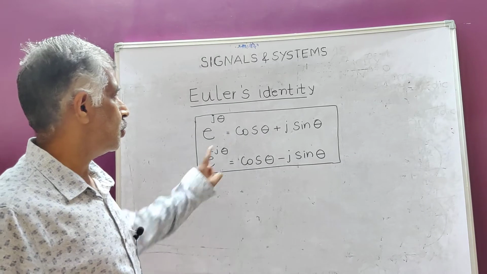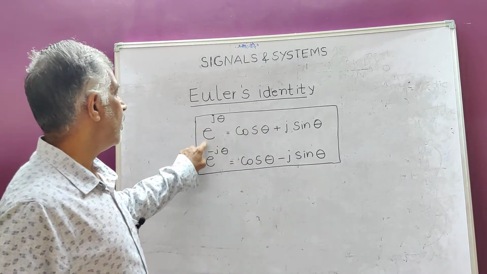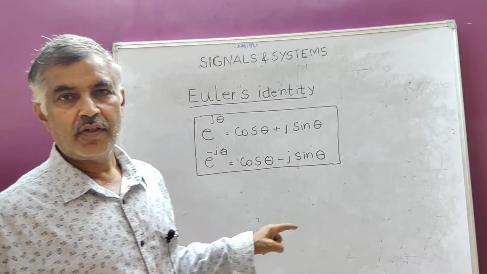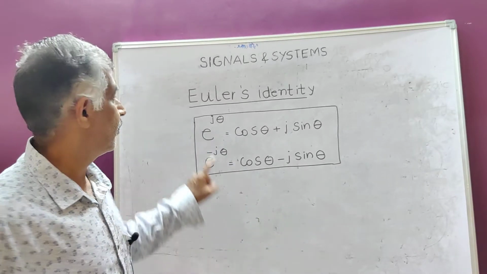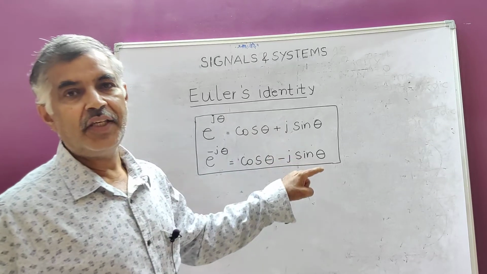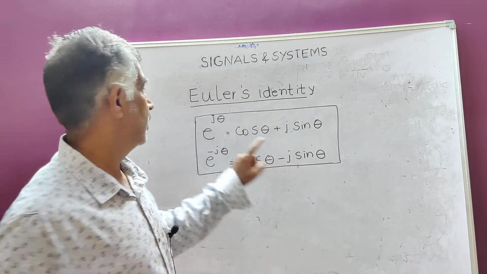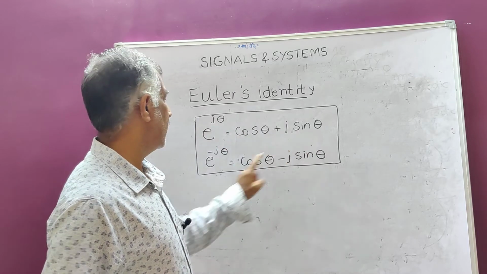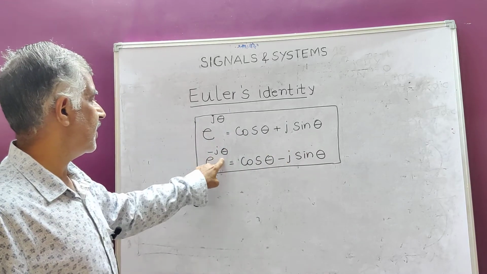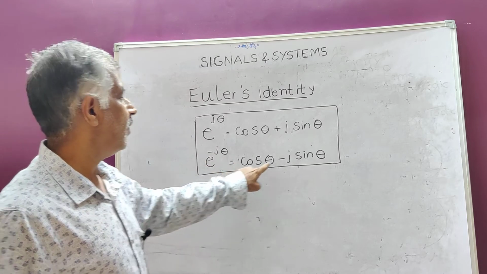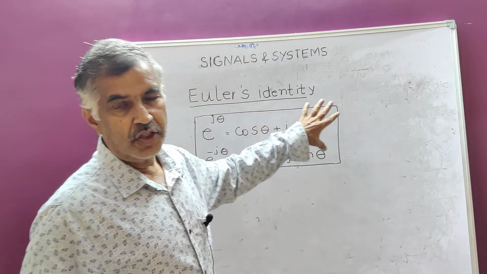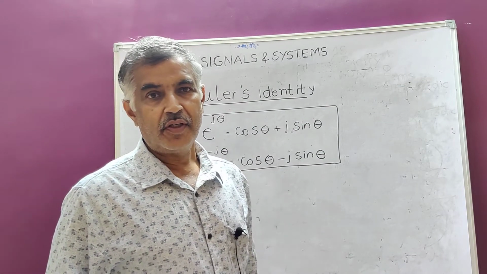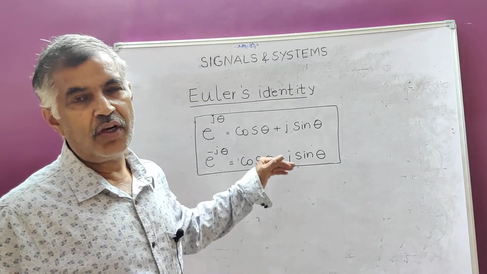Please remember these two relationships. E power j theta is what is called an exponential function. Cos theta and sin theta are trigonometric functions. E power j theta is equal to cos theta plus j sin theta, and e power minus j theta is equal to cos theta minus j sin theta. These two are called Euler's identity.